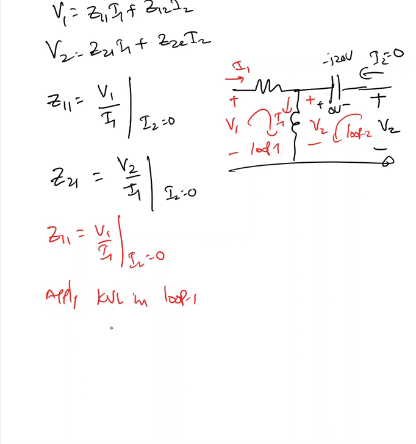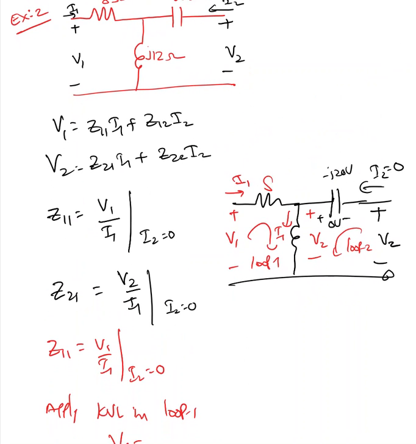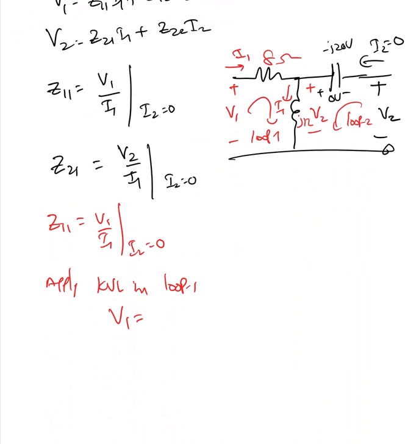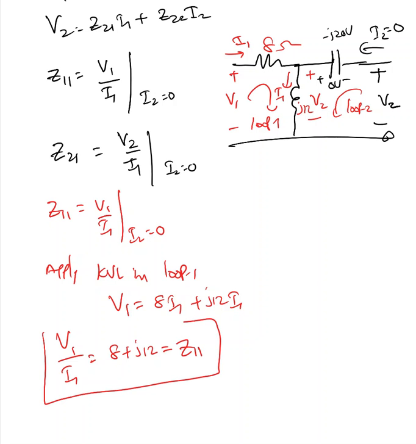Loop 1: V1 equals, what is the resistance value? This is 8 ohm. This is J12 ohm. So V1 equals 8 I1 plus J12 I1. So V1 over I1 equals 8 plus J12, which equals Z11. This is the input impedance of that given circuit.